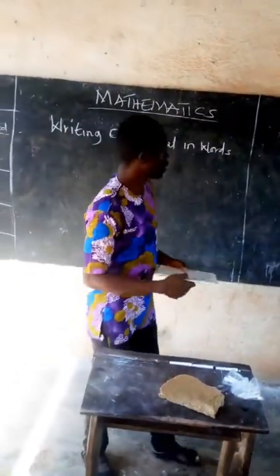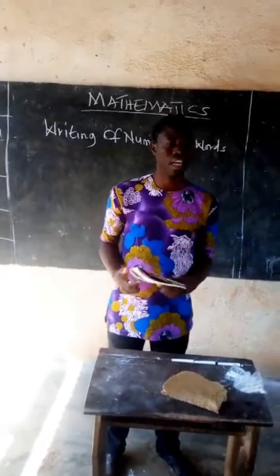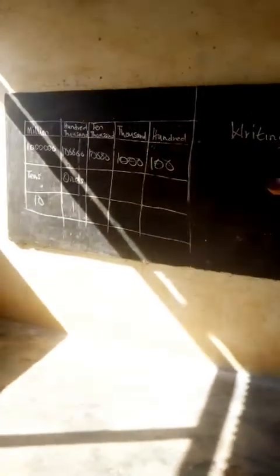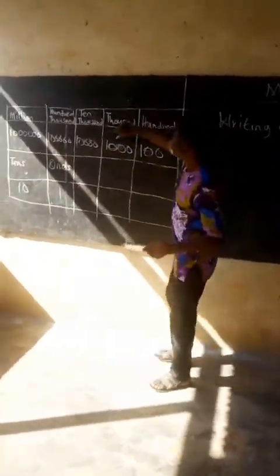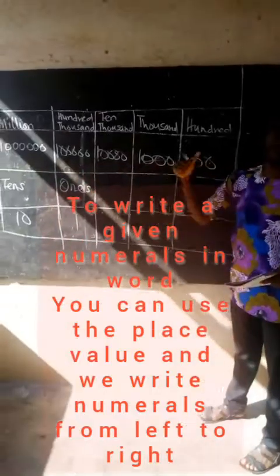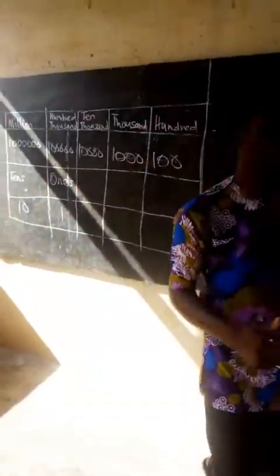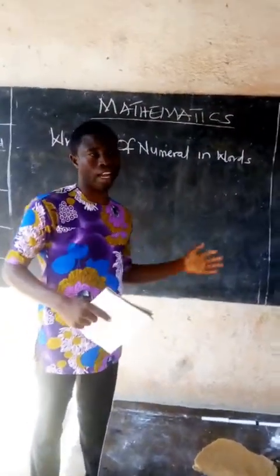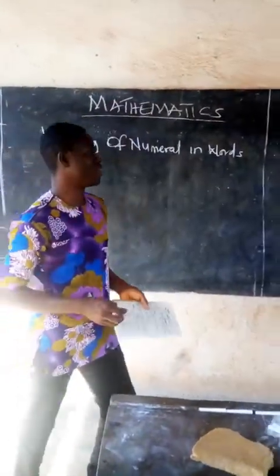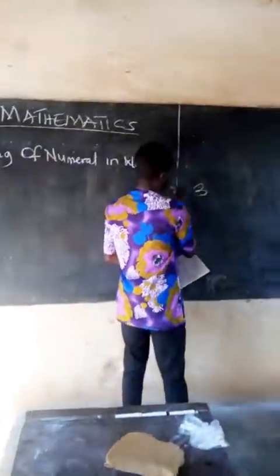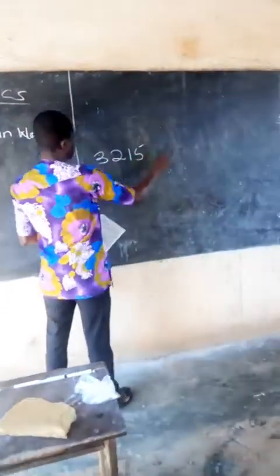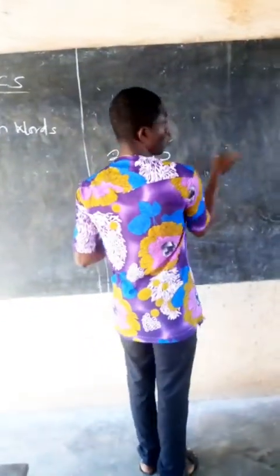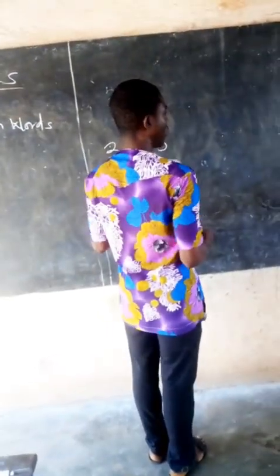To write numerals in words, we use the place value chart. It will help us to write numerals in words. We start from left to right. Example: you start from this is left, our left, our right.